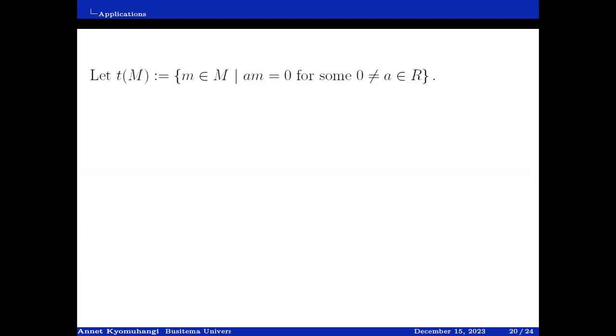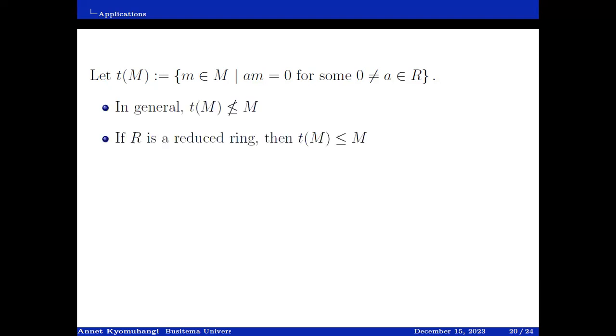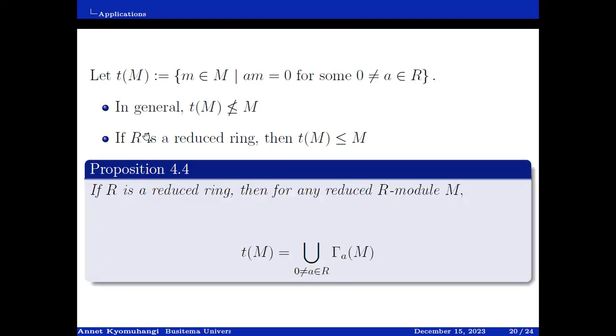Okay, we are looking at a collection of torsion elements. We know that a collection of torsion elements is actually not a submodule of M in general. But if our ring is reduced, then we shall find that this set actually becomes a submodule of M. And having it as a submodule of M over this reduced ring, we can also stratify this torsion submodule and have it as a union of Γ_a(M) when our module is reduced.